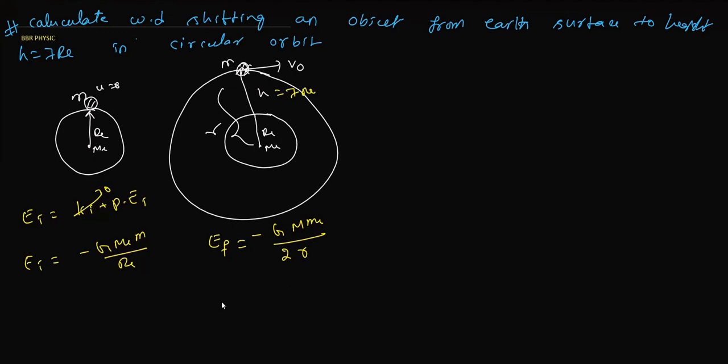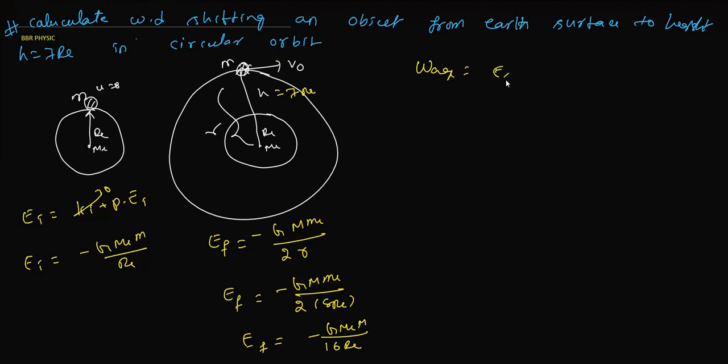8 into 2 will be how much? 16. Therefore, energy final equal to minus GMEM divided by 2 into 8 RE. So, E final equal to what we can write? Minus GMEM divided by 16 RE, we got it. So, work done by agency can be written as what? Work done by agent can be written as energy final minus energy initial we need to do.